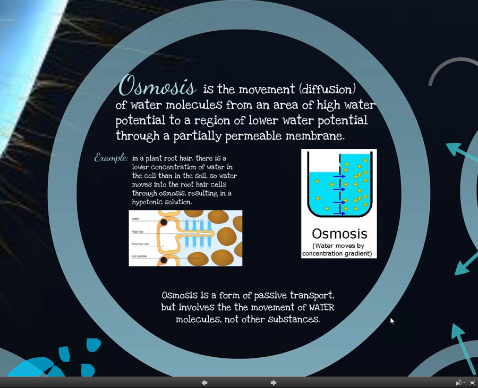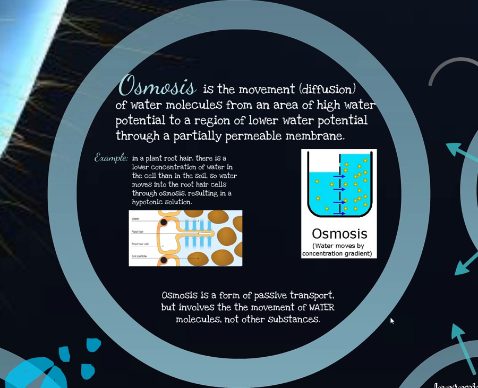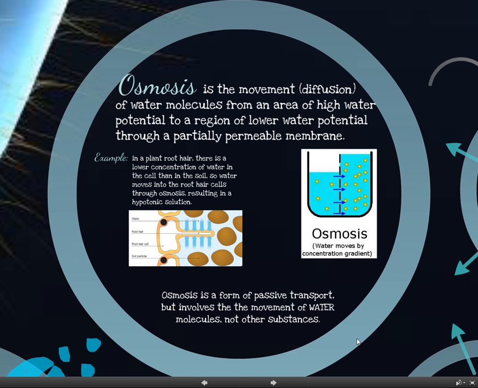So this is where we get to osmosis. Osmosis is the movement, the diffusion of water molecules from an area of high water potential to a region of lower water potential through a partially permeable membrane. Now, again, Cambridge prefers partially permeable. When you get to university, or if you're doing NCEA, you'll often see them use the word semi-permeable rather than partially permeable. So just worth noting that.